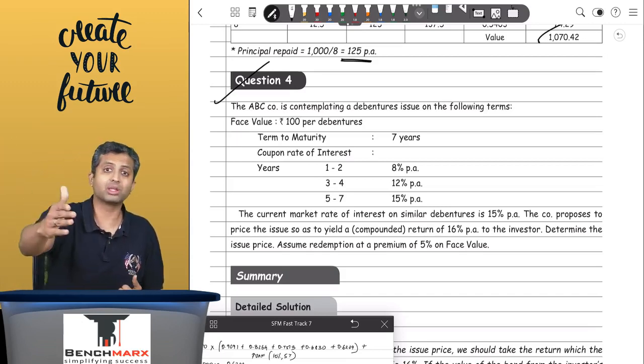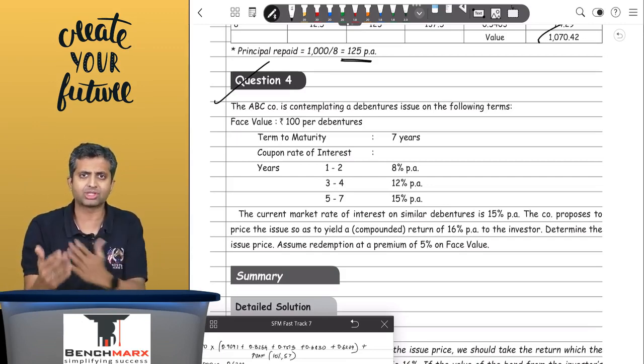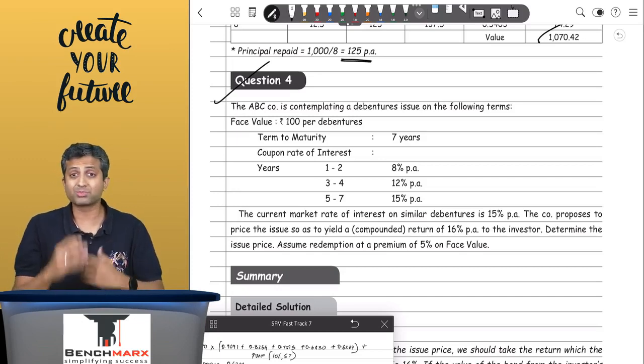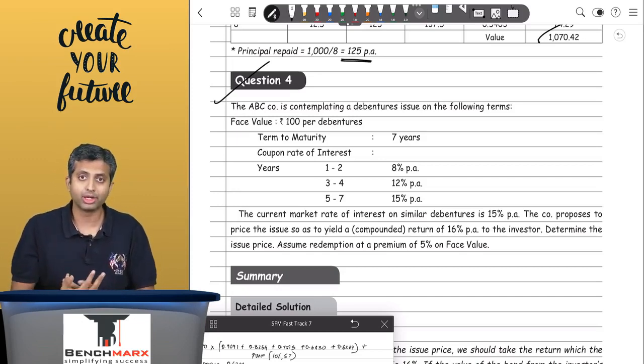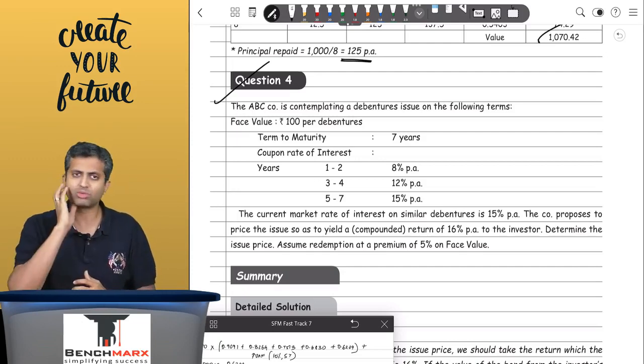But for whom are you finding the present value? Are you finding it from the perspective of the investor? Then the investor's required rate of return will be the discount factor. Are you finding it from the perspective of the company who is planning to issue a bond? Then the rate of return that the company wants to give to the investor will be the discounting factor.